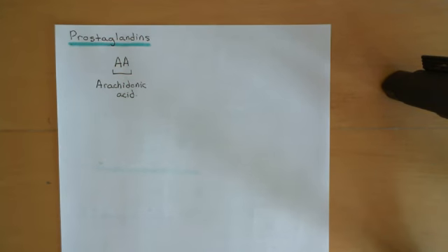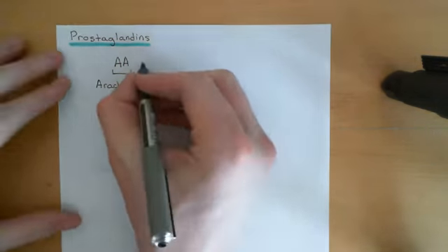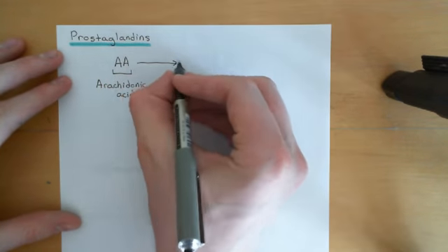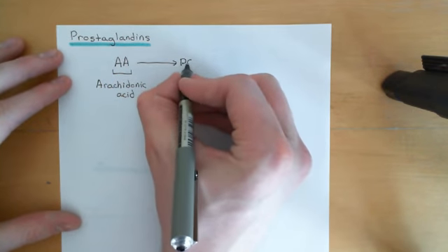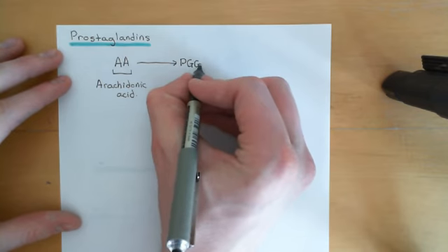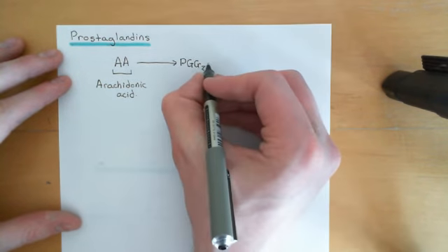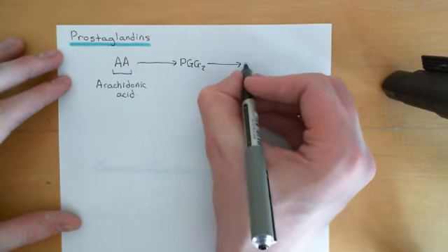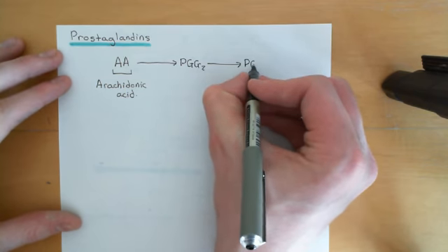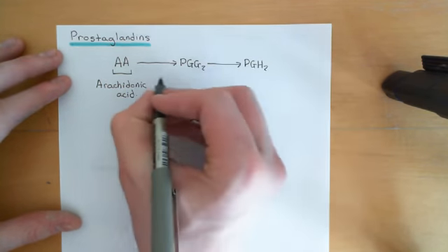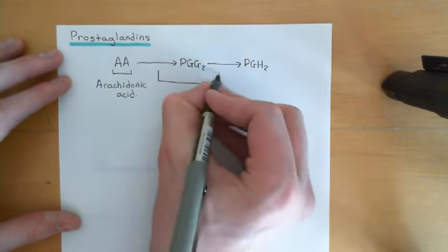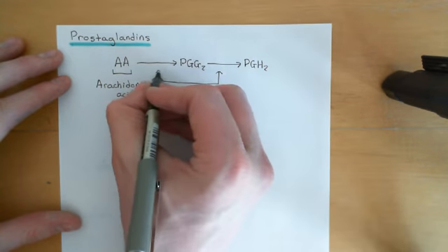Okay, so arachidonic acid is going to be converted firstly into prostaglandin G2. In the synthesis of prostaglandins, these are the first reactions that occur. First, it's converted into prostaglandin G2, and then it's converted into prostaglandin H2. And both of these reactions are catalyzed by cyclooxygenase enzymes.